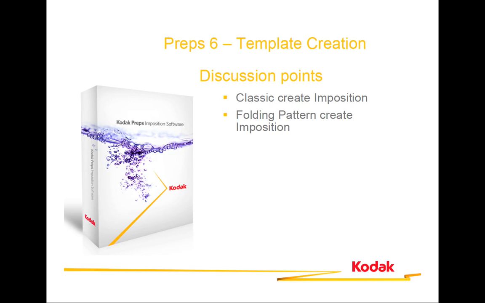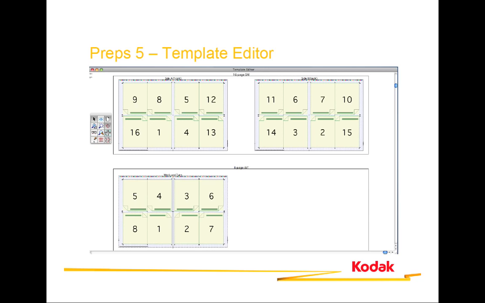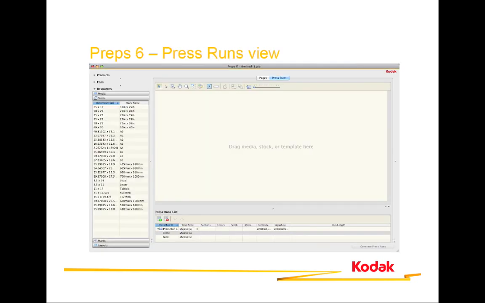First, PREPS 5. In PREPS 5, we had the template editor. It was in the template editor that you would add a signature, create the imposition, add your pages, manipulate your page positions, and add your marks. In PREPS 6, we have our press runs view. Let me demonstrate.